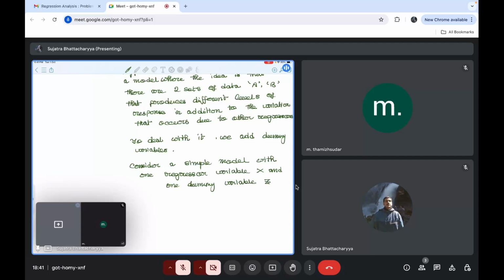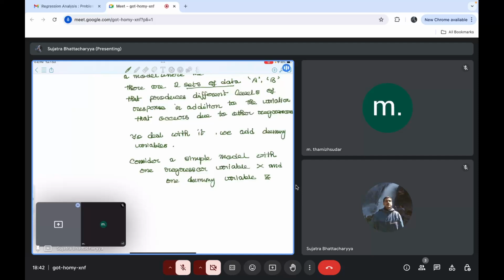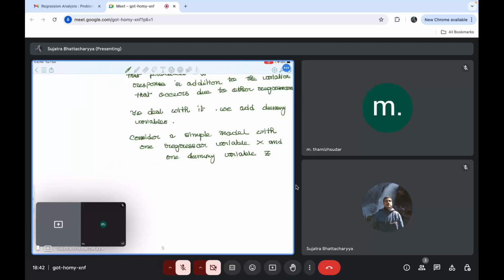Remember, here we are using two sets of data. I have given you one example to understand why we need to use dummy variables, but there I used three sets of data. Here we are considering the case where we have two sets of data, A and B. This dummy variable can take either 0 or 1. These are the values which the dummy variable can take.